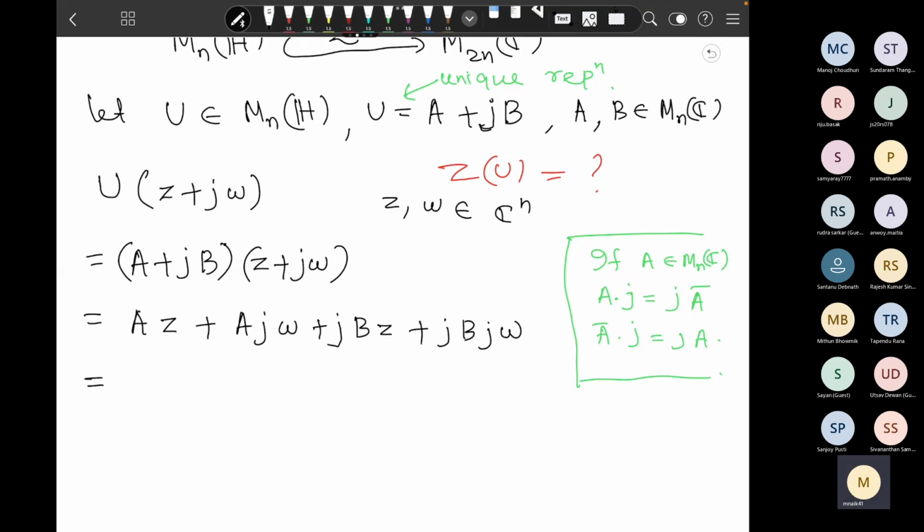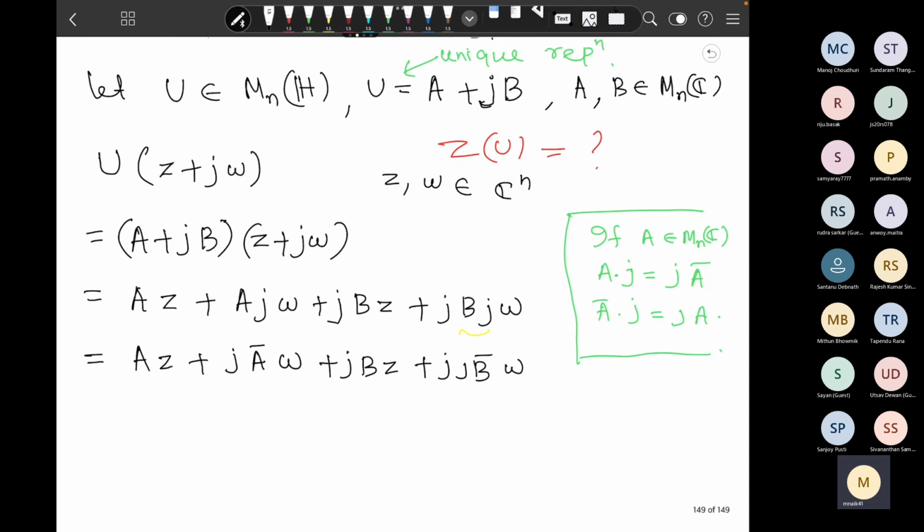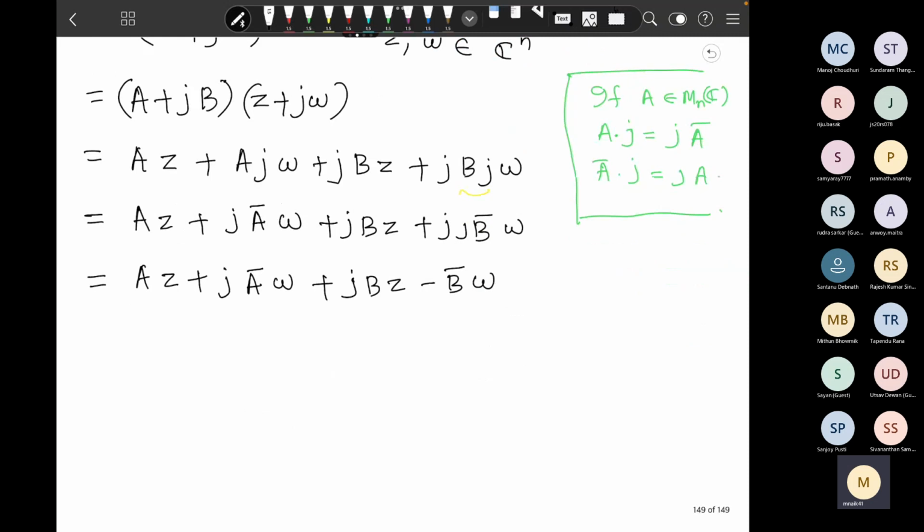I will use these two things. First I write AJ as J A bar W, plus JBZ, and the last term JBJW I change to J B bar W times J. So I write AZ plus J A bar W plus J BZ minus, since J square is equal to minus 1, B bar W. Now I will first collect this: AZ minus B bar W, plus J into BZ plus A bar W.